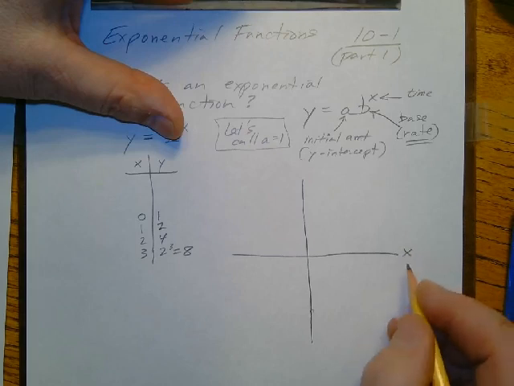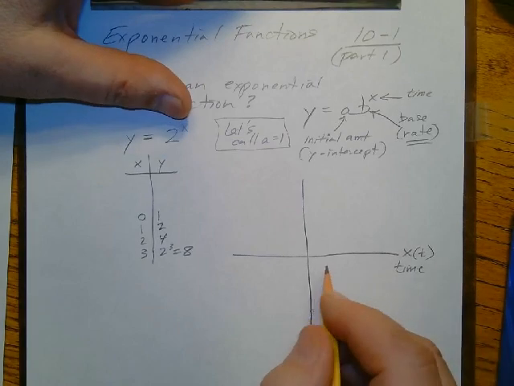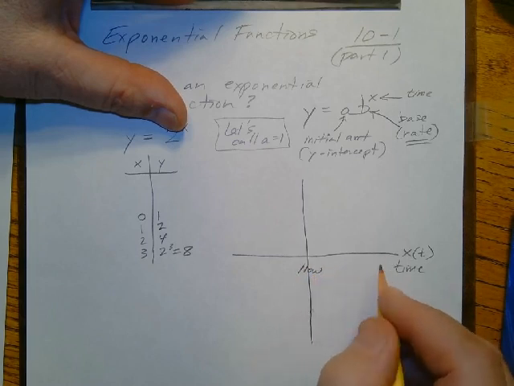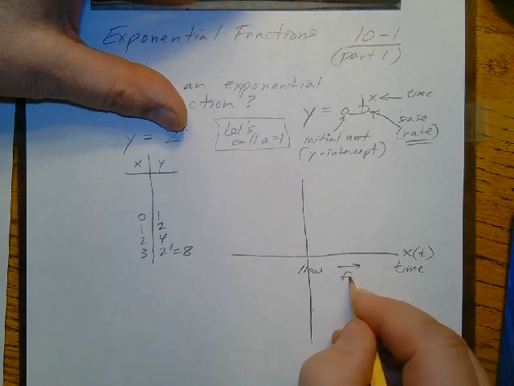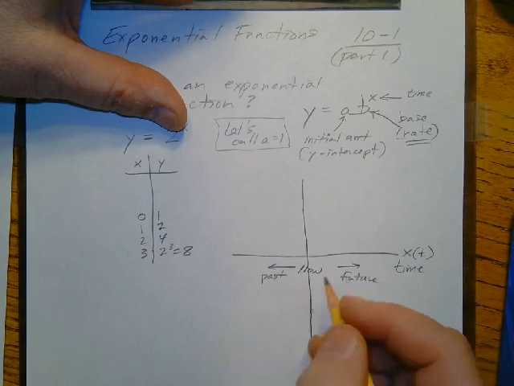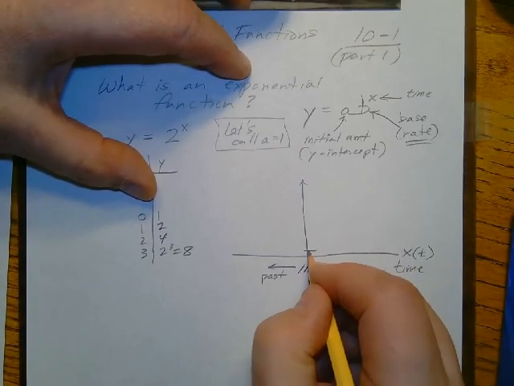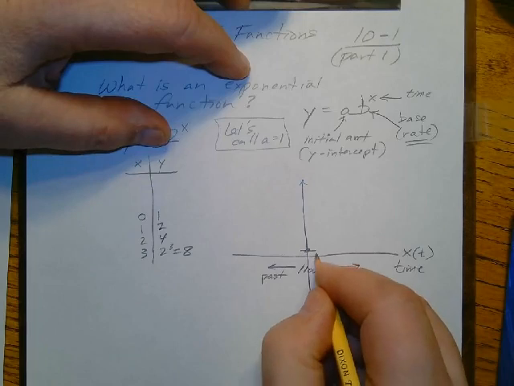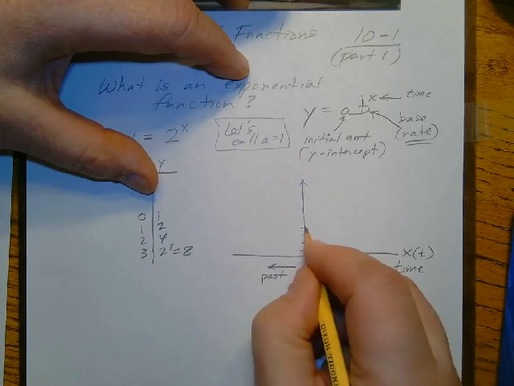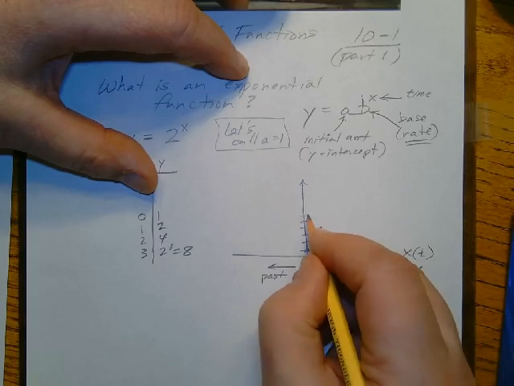Here's our x-axis. We could also call that t for time if we wanted to. Time 0 is now, and as we go to the right, we're going into the future, and as you go to the left, you're going into the past. So now is the y-axis here. If x is 0, y is 1. If x is 1, y is 2. If x is 2, y is 4. And if x is 3, y is 8.